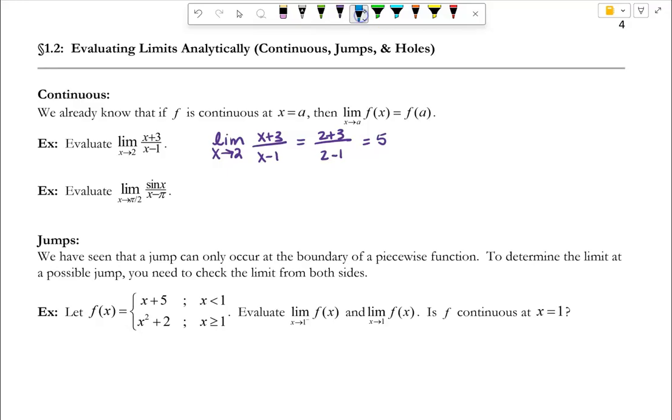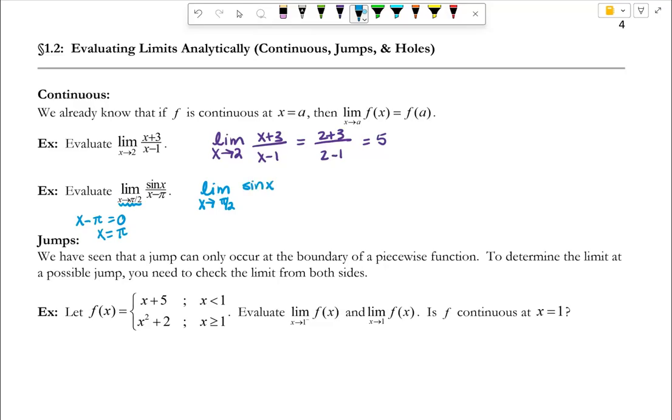Again, I can look at the denominator of this function, and I know the only place where I'm going to have some type of discontinuity is where my denominator is equal to 0, because my sine function is continuous everywhere. So when x is equal to pi, I will have a discontinuity. But since we're evaluating the limit as x approaches pi over 2 of sine of x over x minus pi, I know that I don't need to worry about a discontinuity. So again, I'm just going to plug it in.